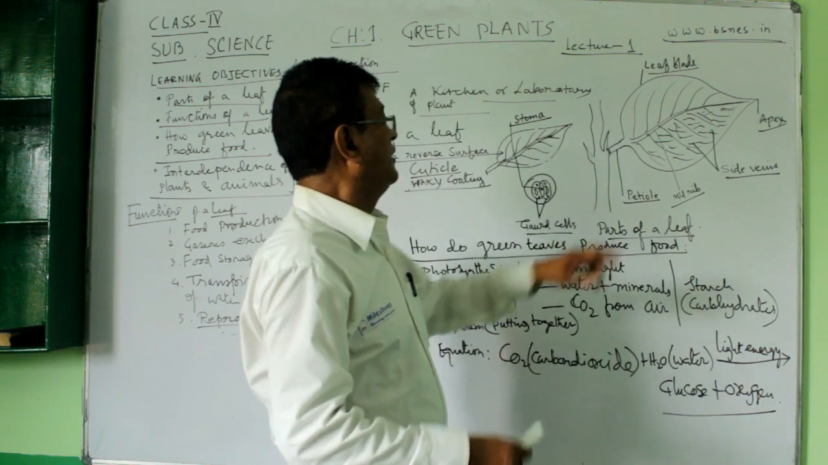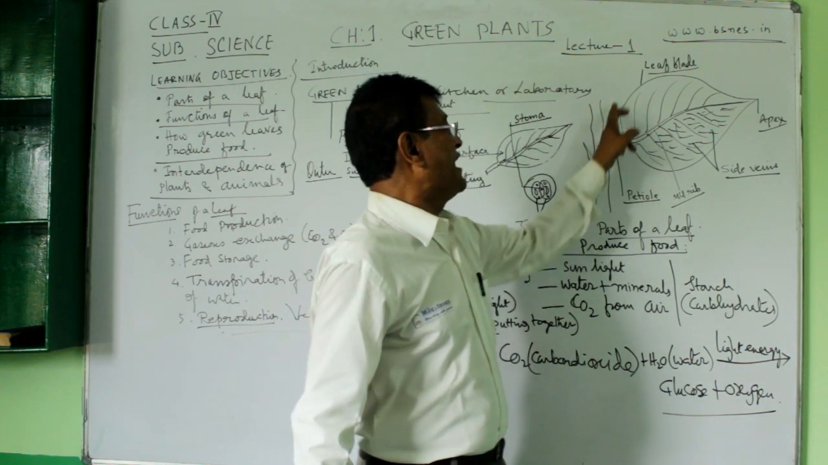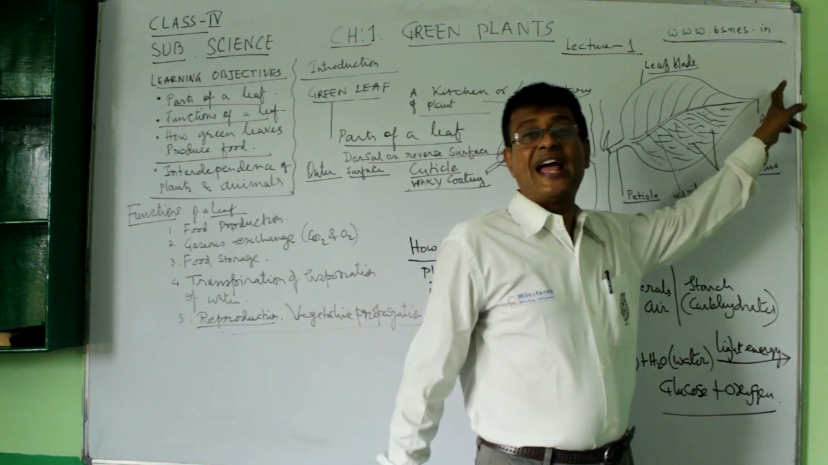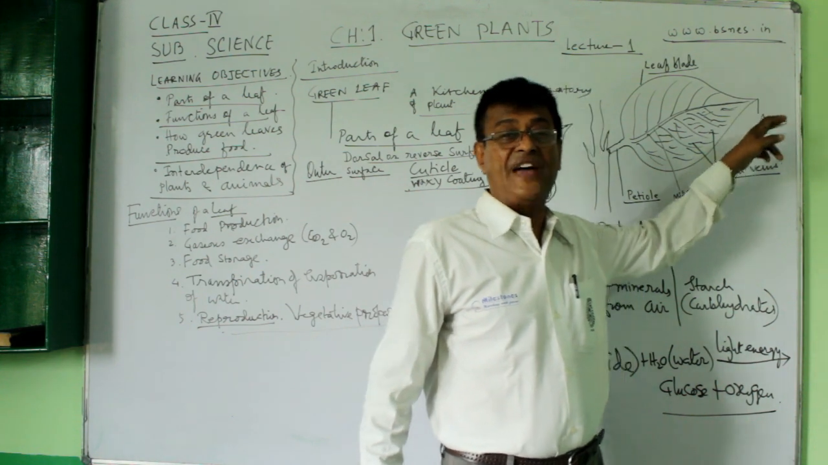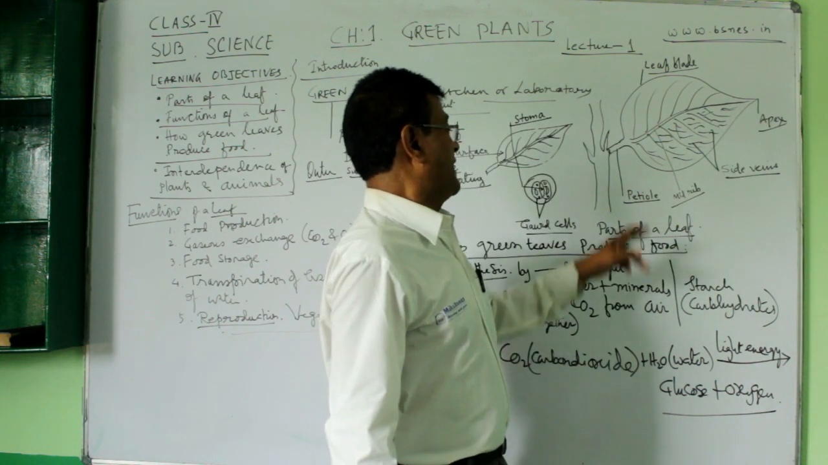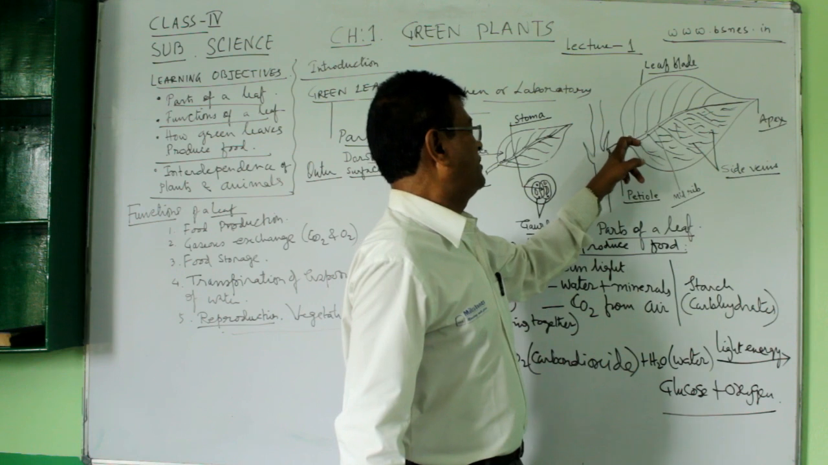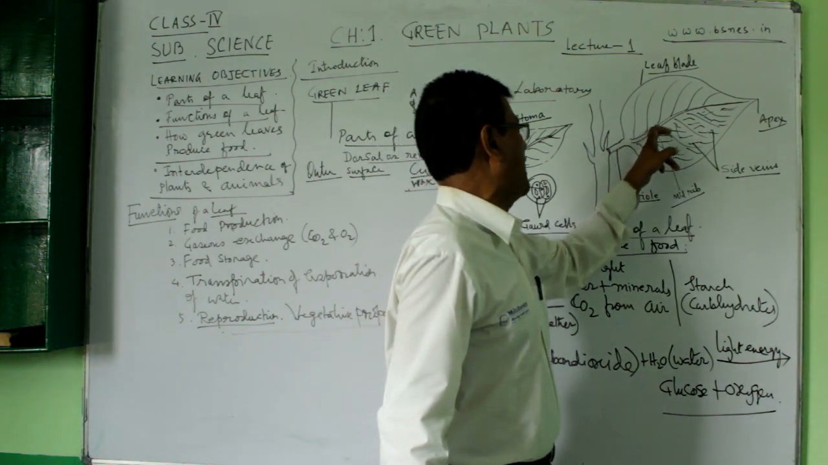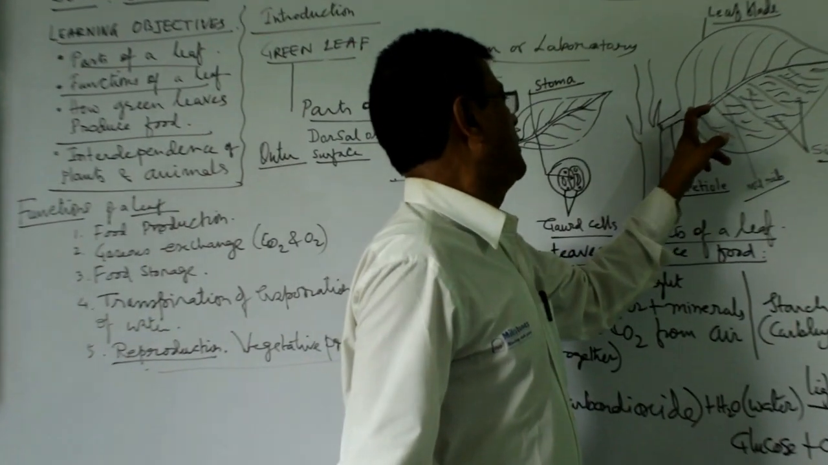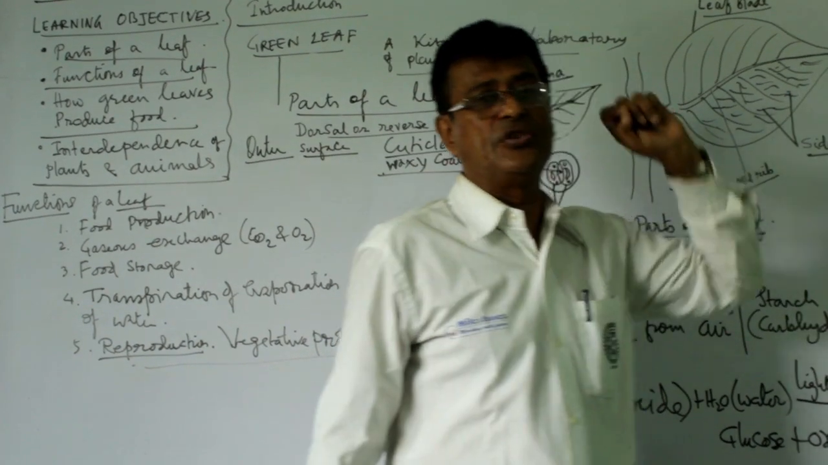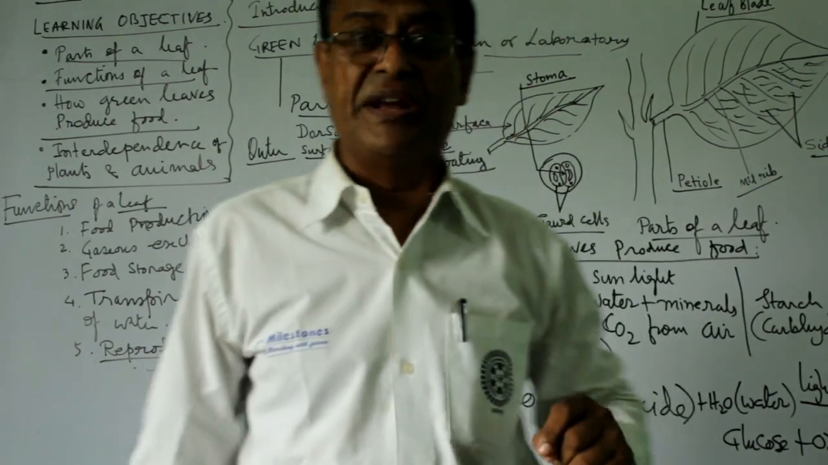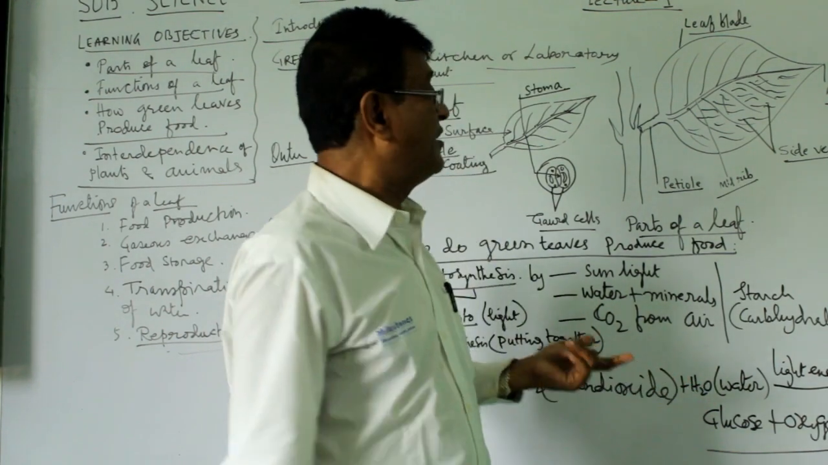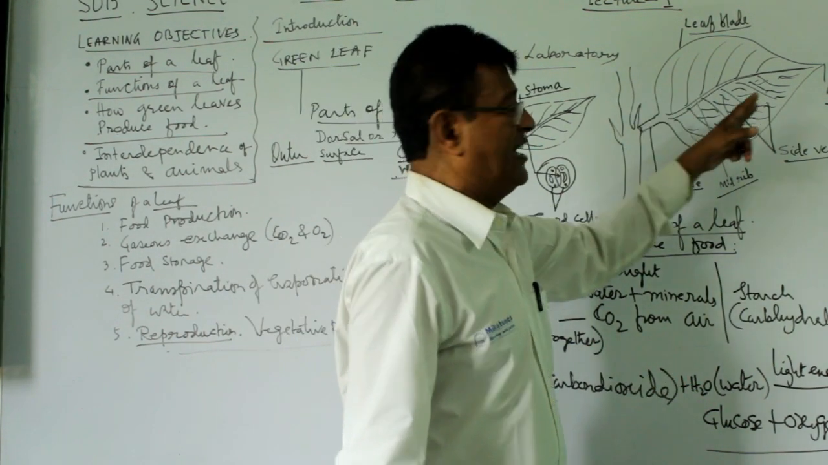Now here you see the leaf. This wide part is known as the leaf blade. And there is a pointed part at the tip, known as the leaf apex. And you see there is a thick vein that has come right from the petiole side to the apex. It's known as mid-rib. What is known as mid-rib? The rib that is present in the middle of the leaf is known as mid-rib. And there are the veins.